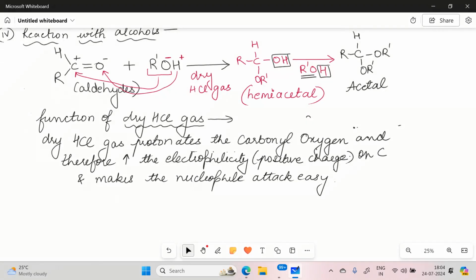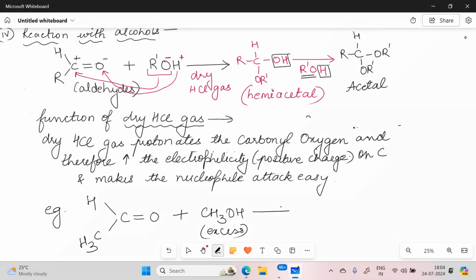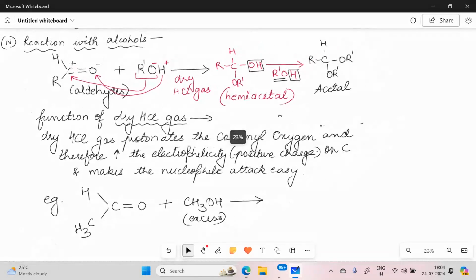Write down this, then I will do one example. After writing this part, all of you do this reaction: acetaldehyde plus excess of methanol. What should be the product? Complete this and I will ask you the product. Acetaldehyde plus excess of methanol. Ma'am, can you just directly write it or do you need the steps? Steps. First hemiacetal, then complete acetal.